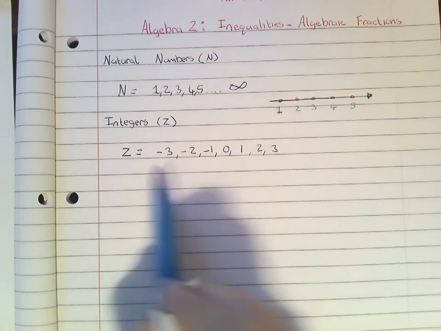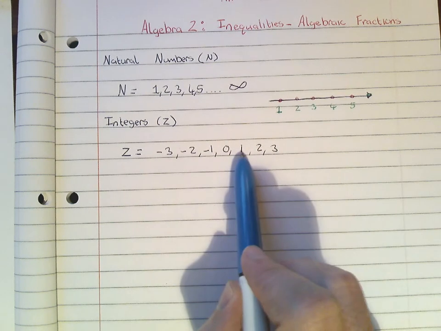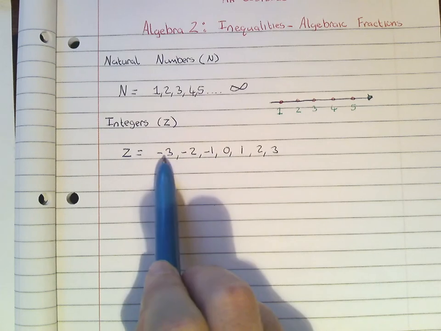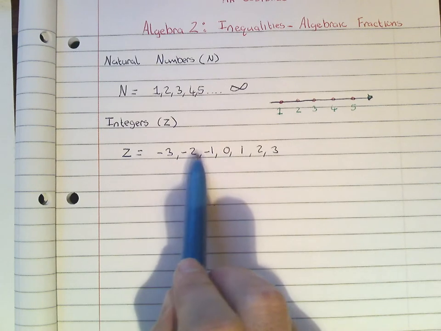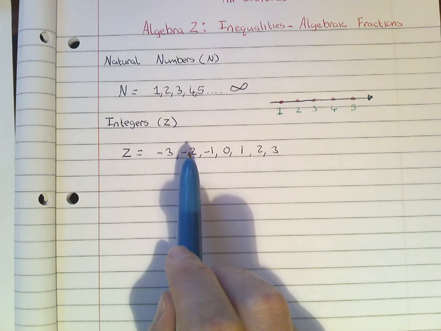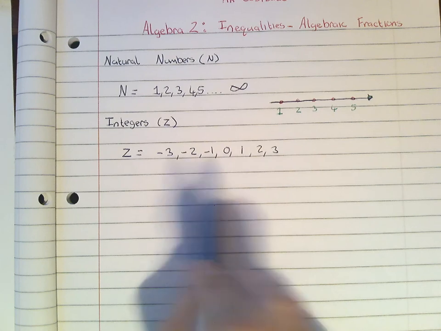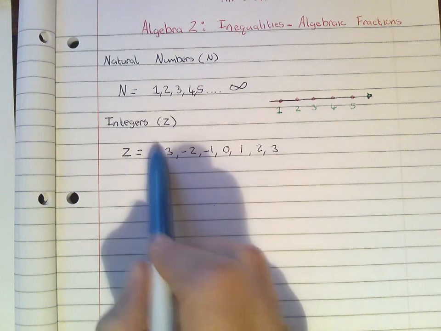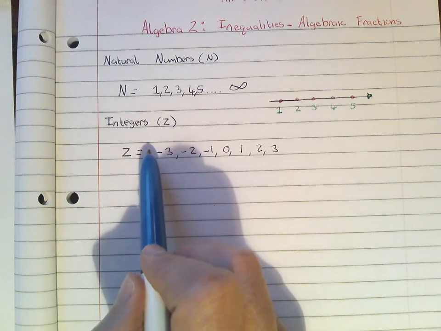So what we notice with integers is that they include the natural numbers, but they also include 0, and they also include these negative numbers as well. So basically integers are whole numbers, and they may be positive or negative. These ones here are positive, and these ones on the other side of the 0 are negative.